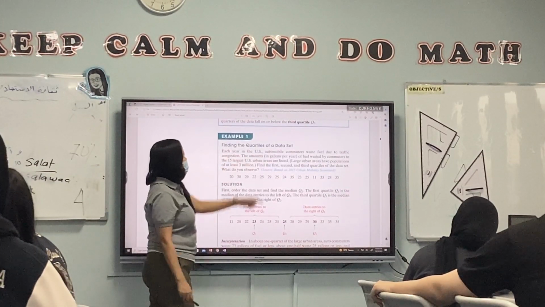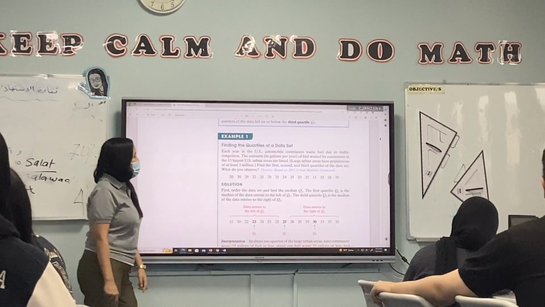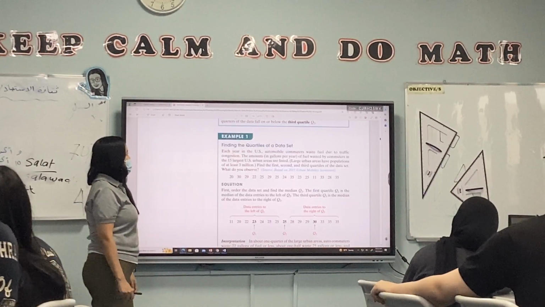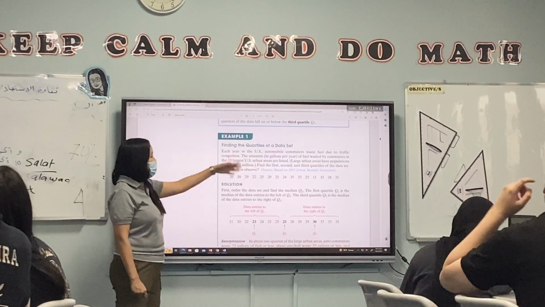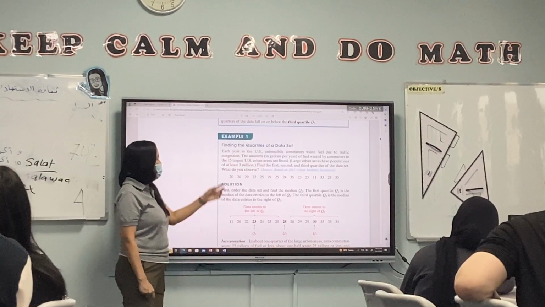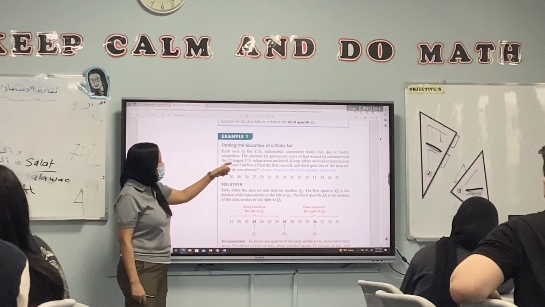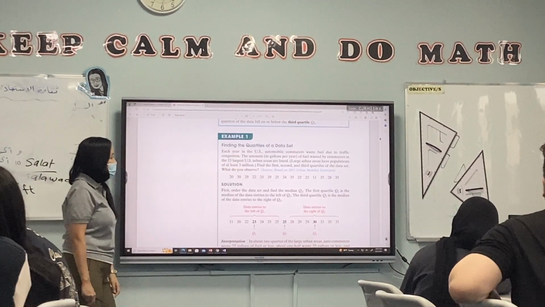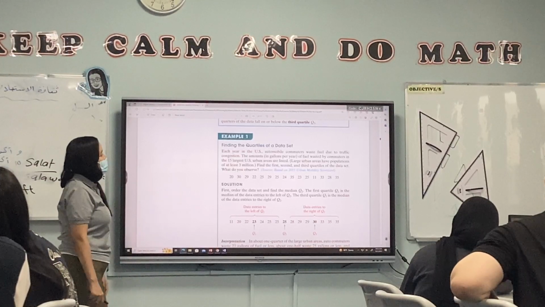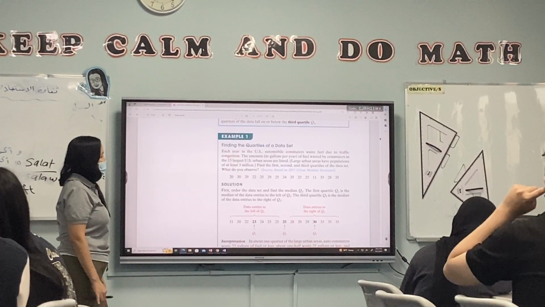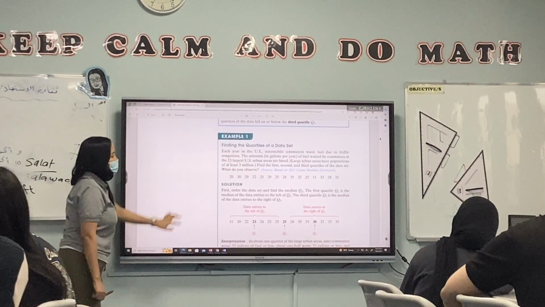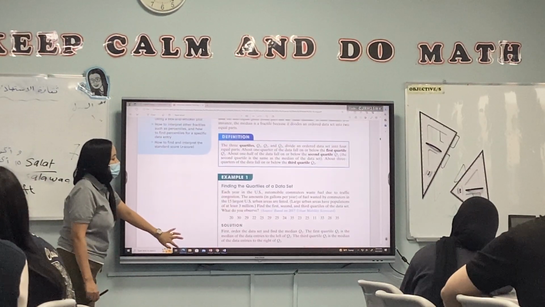Each year in the US, automobile commuters waste fuel due to traffic congestion. The amount of fuel in gallons wasted by commuters in the 15 largest US urban areas is listed. Find the first, second, and third quartile of the data set and what do you observe? How will you find the first quartile if this is the given? What will you do?